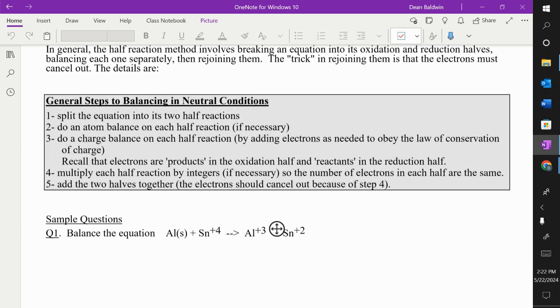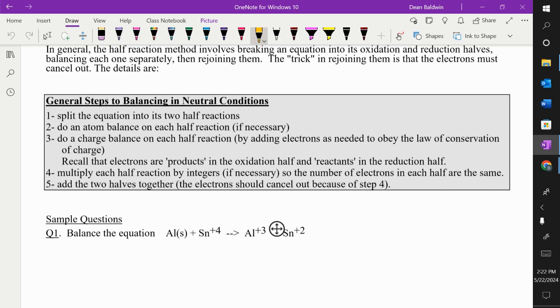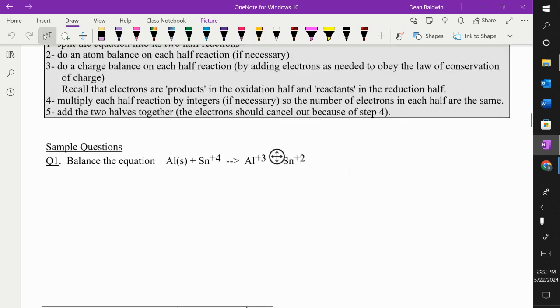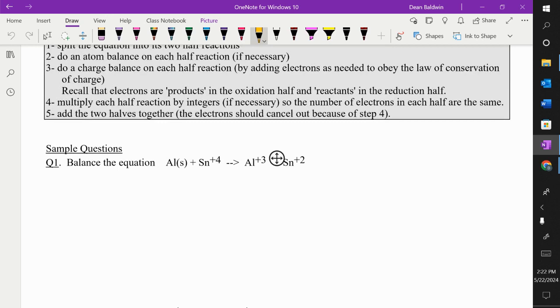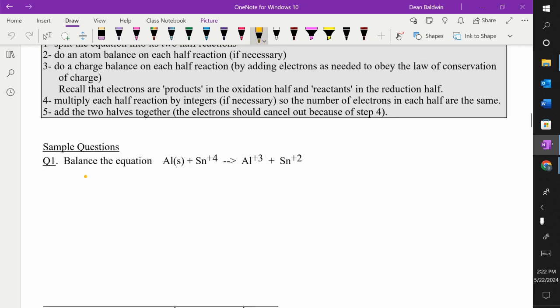If you're given a reaction, we break them into two half reactions. We have aluminum plus tin 4 goes to aluminum ion plus tin 2. The two half reactions that you're going to break them into are aluminum goes to Al plus 3, and tin 4 is going to tin 2.